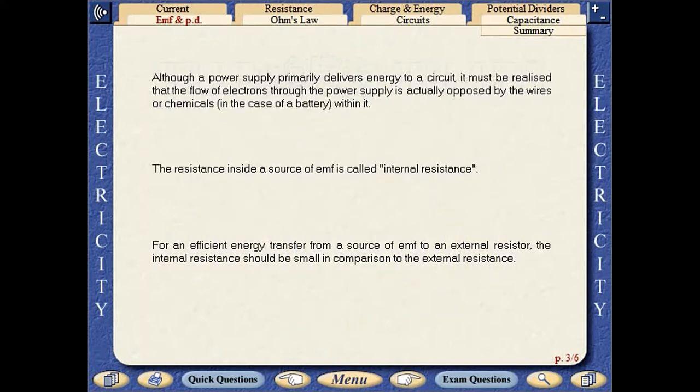Although a power supply primarily delivers energy to a circuit, it must be realized that the flow of electrons through the power supply is actually opposed by the wires or chemicals within it. The resistance inside a source of EMF is called internal resistance. For an efficient energy transfer from a source of EMF to an external resistor, the internal resistance should be small in comparison to the external resistance.